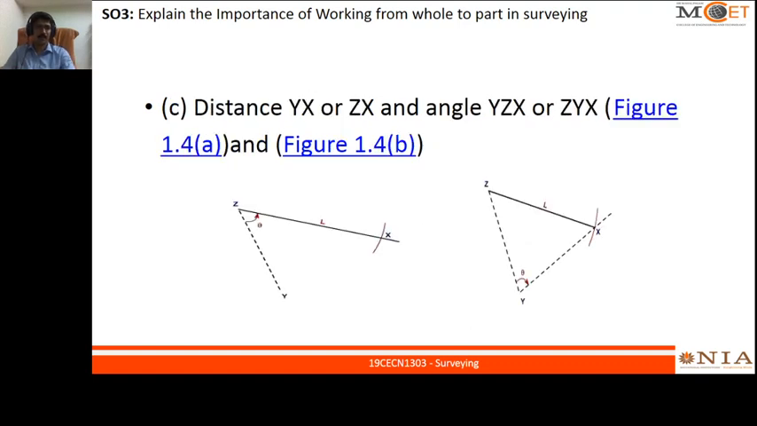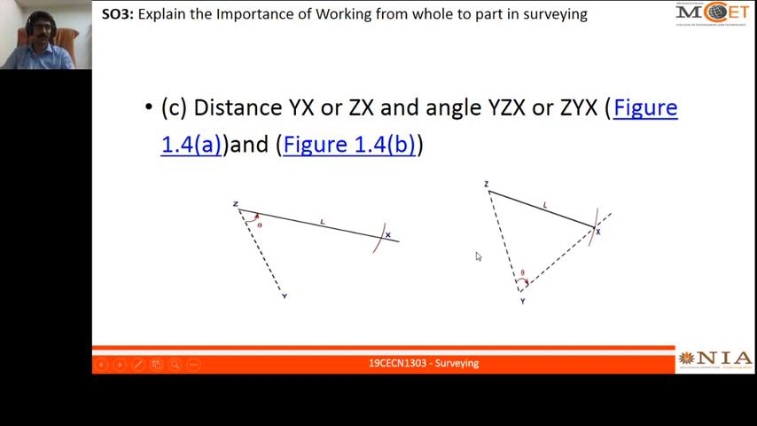If I cannot confirm whether it is perpendicular or not, but I know one distance and one angle, in that also I can fix the third point. I know there is a known distance, I can cut that, and I know the angle between these two known points. With respect to that angle, I can draw this line and cut the point. So I will get the x point. If I join to this, I will get a triangle.